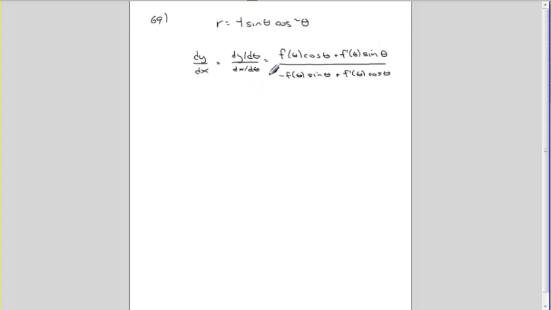For horizontal tangency, we need the numerator to go to 0. So we need f(θ) cosine θ plus f'(θ) sine θ equals 0. What is f(θ)? Well, r is f(θ), so it's 4 sine θ cosine squared θ. We have the function already, it's given, plus f'(θ).